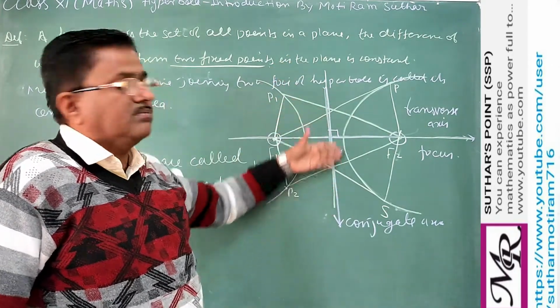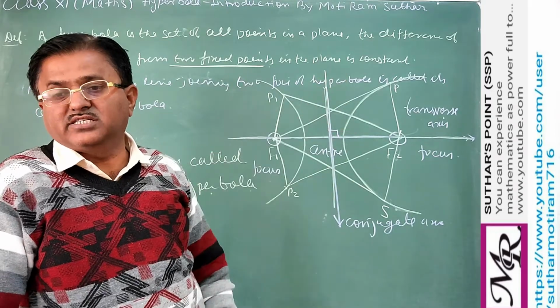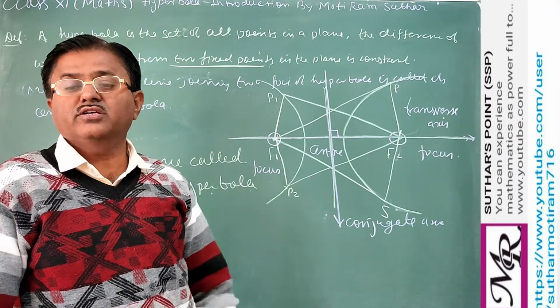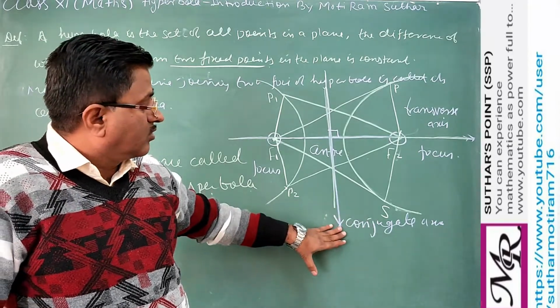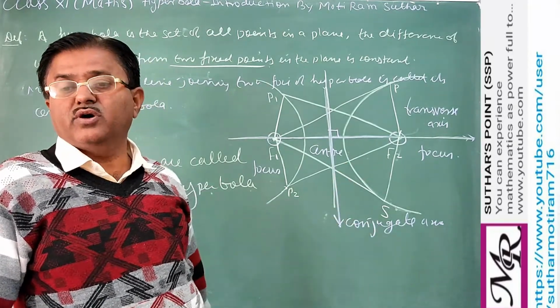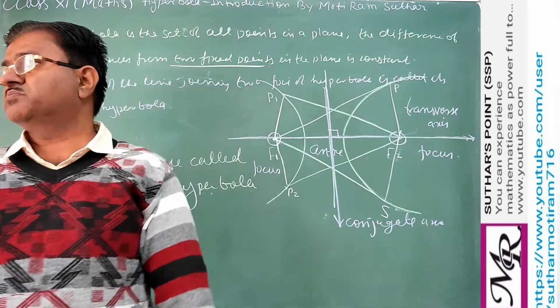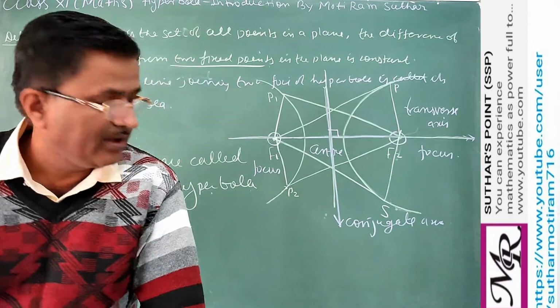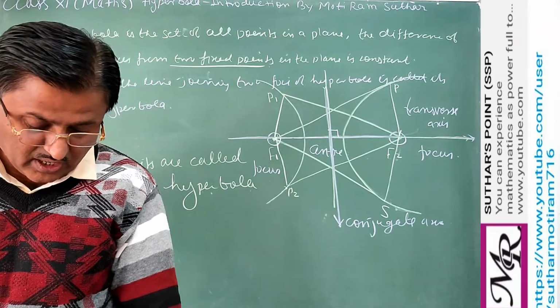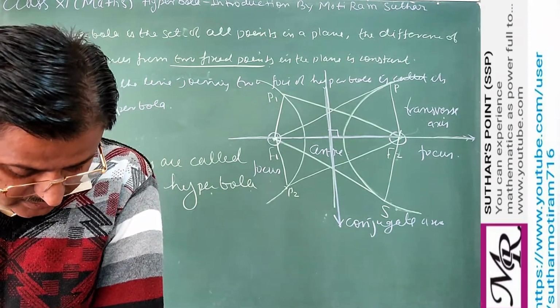In the case of the ellipse, we called this the minor axis. But here we call it the conjugate axis. What is the conjugate axis? A line which is passing through the center of the hyperbola and perpendicular to the transverse axis.